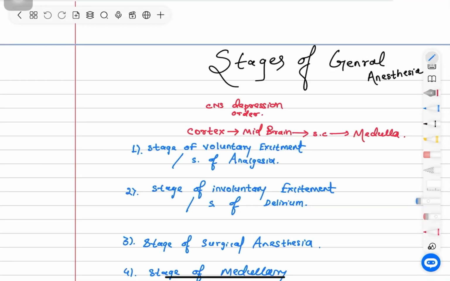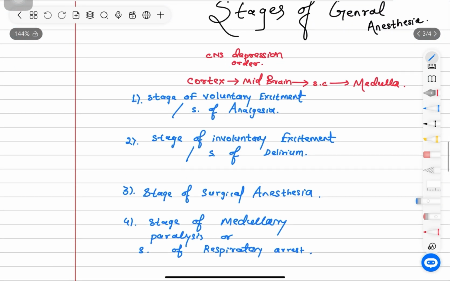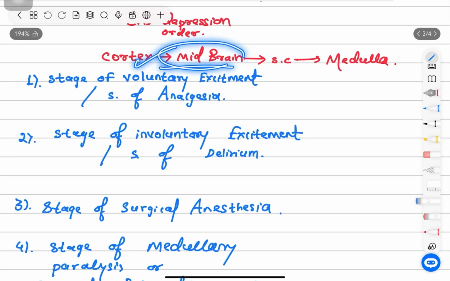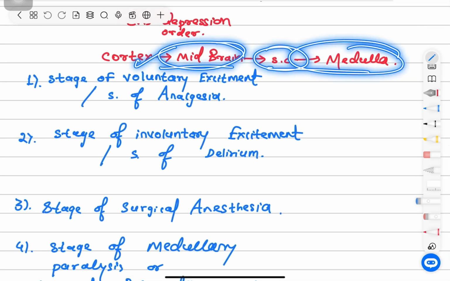In this video we are going to discuss the stages of general anesthesia. The CNS depression is progressive in the following order: from the cortex, then midbrain, then spinal cord, and then finally up to the medulla.